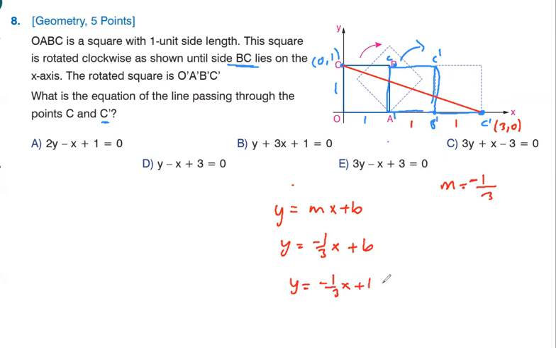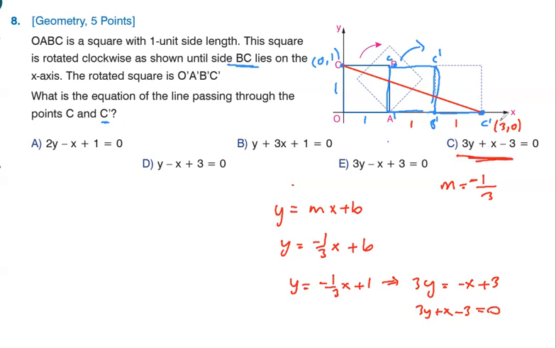But the choices don't look like they are in this form, so let's multiply both sides by 3. So that should be 3y equals minus x plus 3. And I'll take everything on one side and 0 on the other side. If I add x to both sides, you will get x plus 3y, or maybe I should write 3y plus x, which doesn't matter, and if I subtract 3 from both sides, I will get 3y plus x minus 3 equals 0. And that is the choice here.